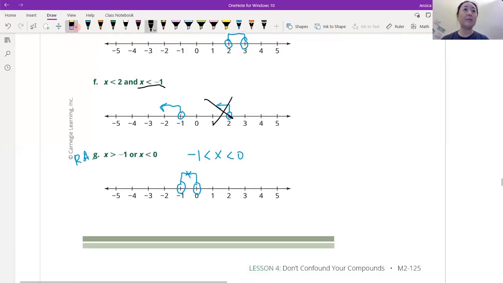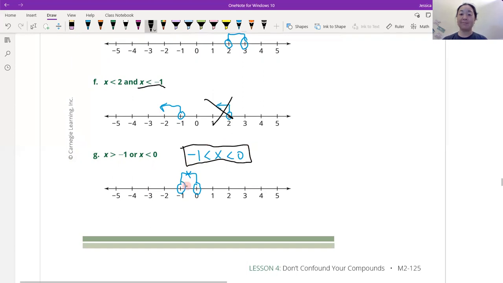My last one right here is, what do we have? X is greater than -1 or X is less than 0, right? And if you notice right here, there's no or, it's just an and at that point, right? So we would write it like this.